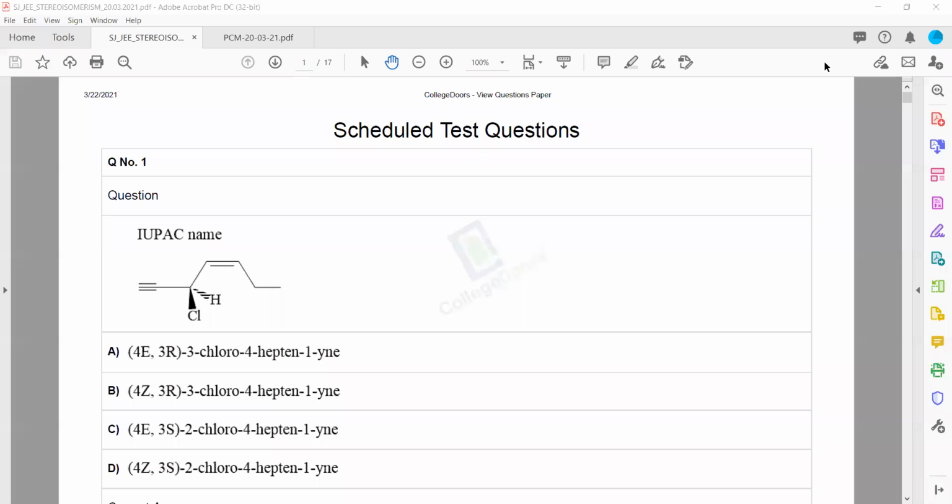Okay, so this paper covers only stereoisomerism. The stereo may be geometrical, optical, and conformational. These are the three parts which are important. Okay, let's start with the first one, IUPAC name.